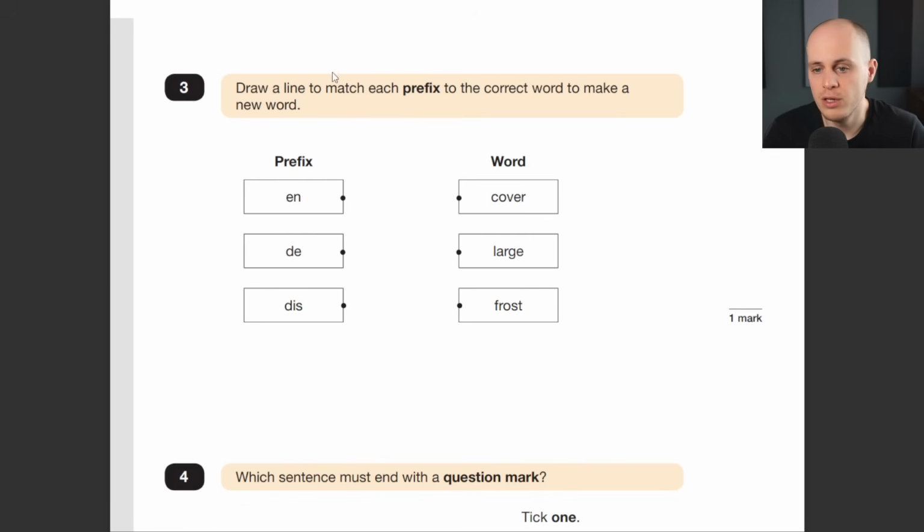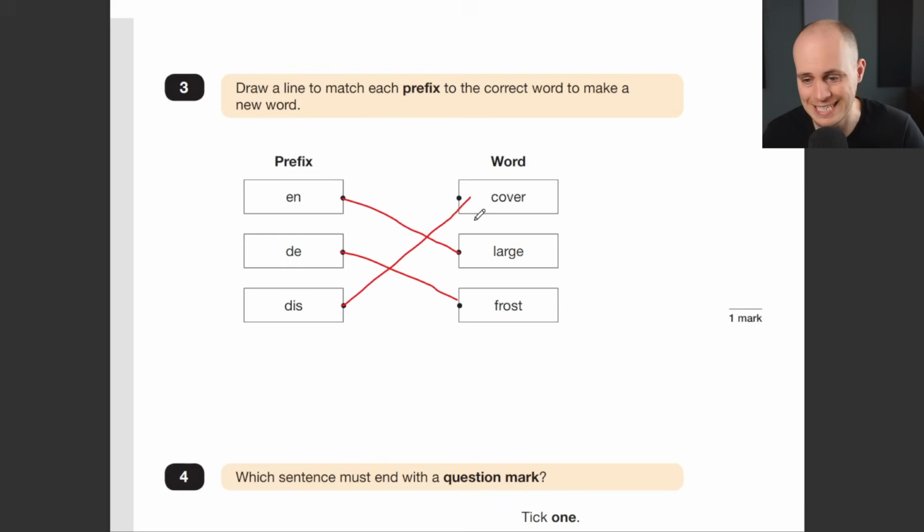Number 3, draw a line to match each prefix to the correct word to make a new word. So another drawing one here. This time we've got 3 and 3, so it will just be 1 to each one. So let's try it. Uncover, enlarge, and frost. Now I know enlarge is a real word, so don't worry about the other 2. Why bother? Decover, defrost, definitely a word, and then discover. Now, if you really want to check, let's say you were stuck on enlarge, you can do discover, dislodge, disfrost. If you did the bottom 2 first, you'd only be left with one option again, so nice and easy.